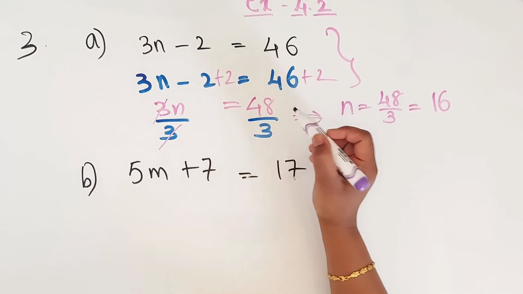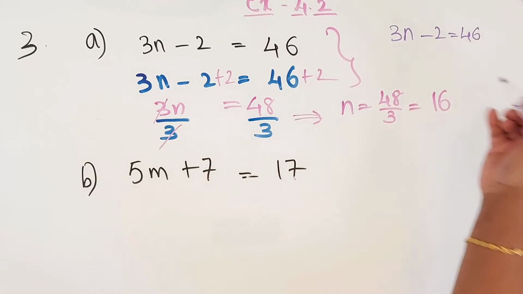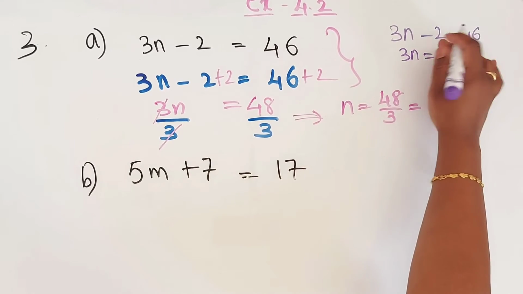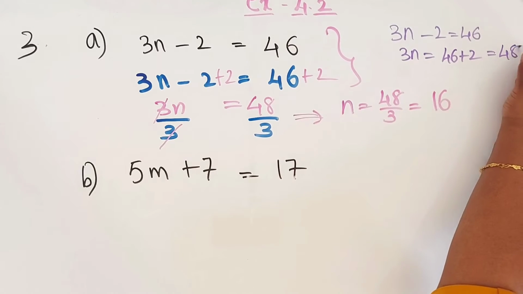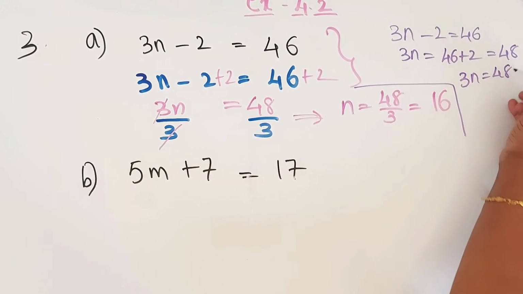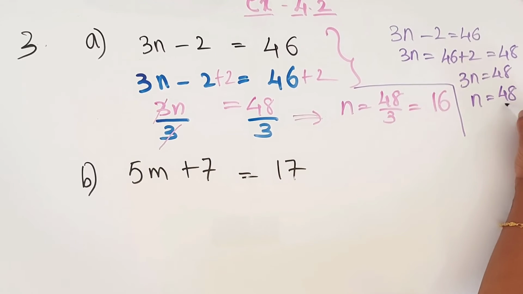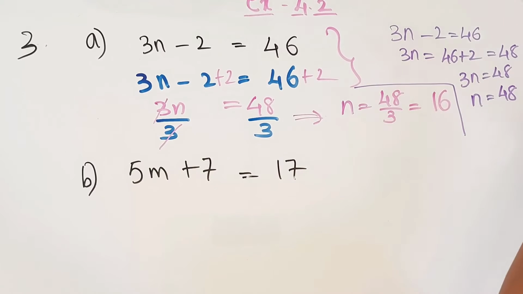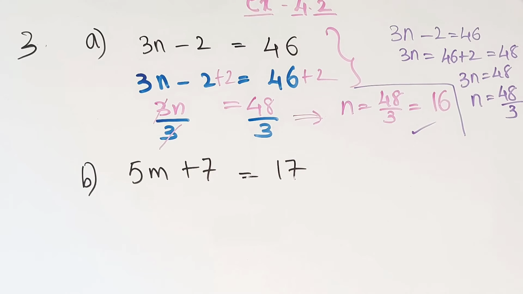Or else you can do directly, children. 3n minus 2 equal to 46, right? This is the question. From here 3n equal to, send this 2 to right hand side. 46 plus 2, it is 48. Here 3n equal to 48, children. We want only n. So send this 3 to right hand side. It will be dividing. Here it is multiplying; if you send it to right hand side, it will divide. And n equal to 48 by 3, that equals 16. You can do like this or you can do like this also, children.